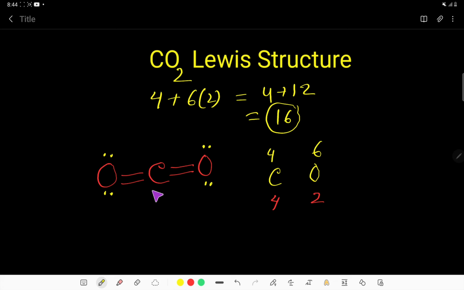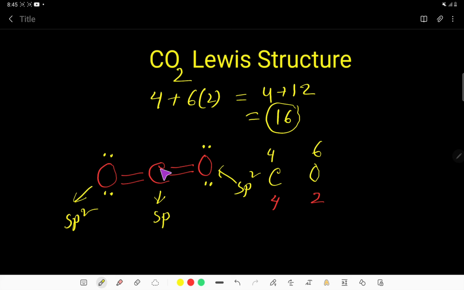Now we'll talk about the hybridization of carbon. Can you tell me what is the hybridization of carbon in this Lewis structure? The hybridization of this carbon is sp. Can you tell me what is the hybridization of this oxygen? sp2, and this oxygen also sp2. Let me explain the hybridization of CO2. Look, in finding the hybridization, we don't think about pi bonds. We just think about sigma bonds and lone pairs.